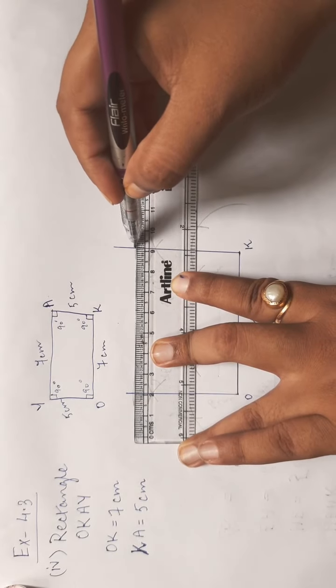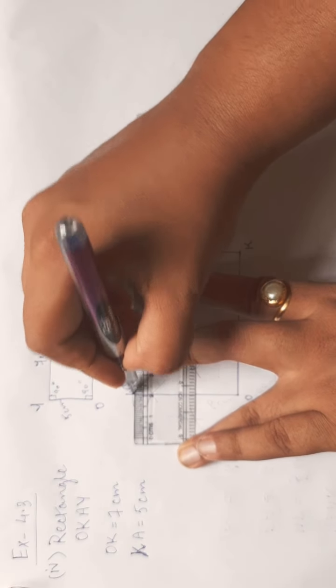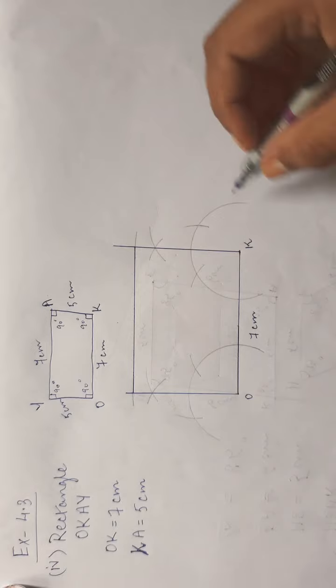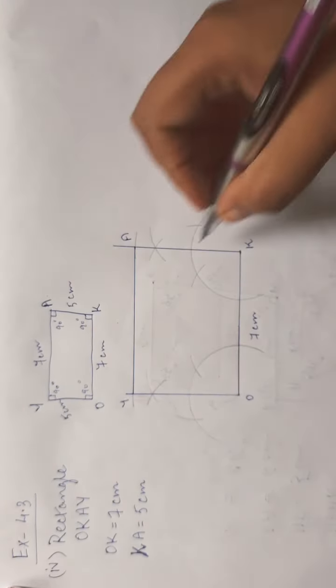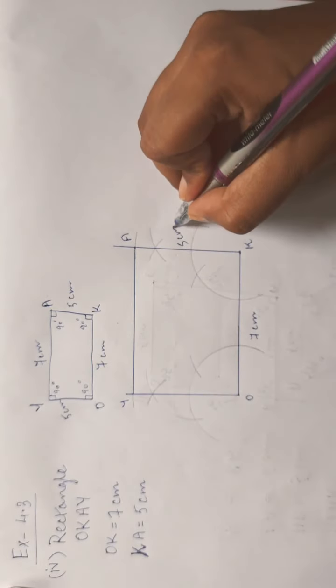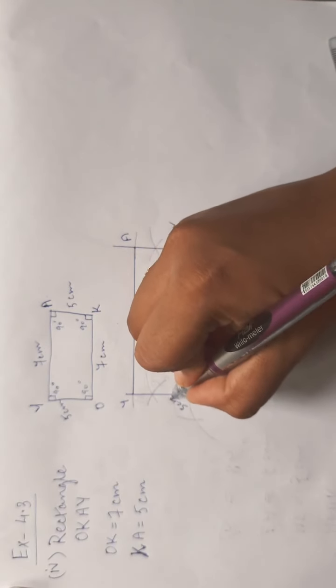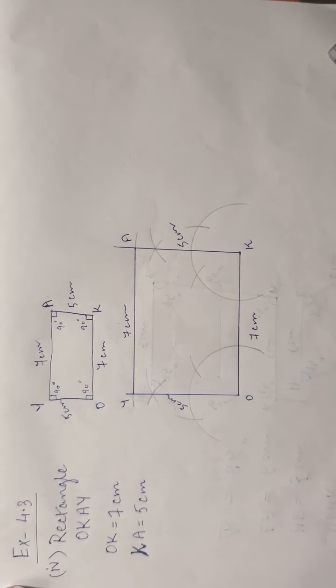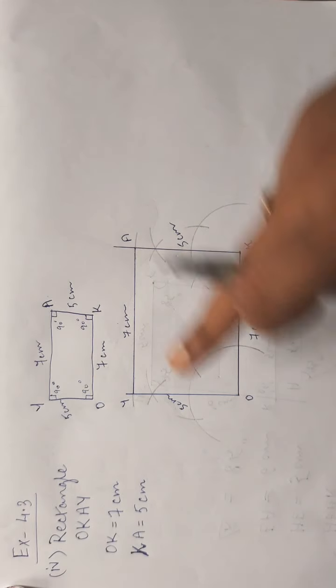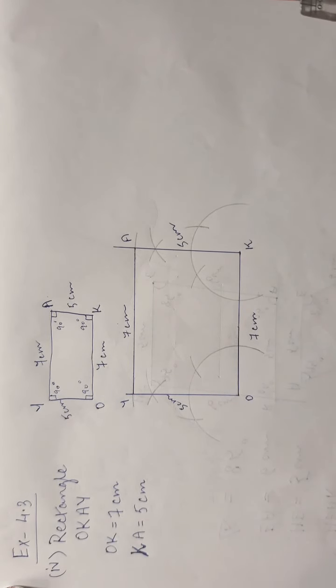Join these points. So this is KAOY. This side is 5 centimeter, this side is 5 centimeter, this is 7 centimeter. So we are done with the rectangle. So this is our required rectangle OKAY. Okay everyone, so this is the way we draw and construct the rectangle.